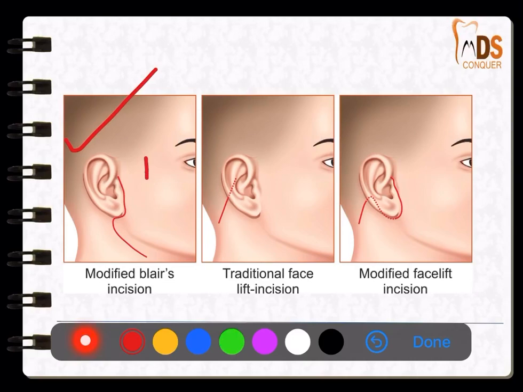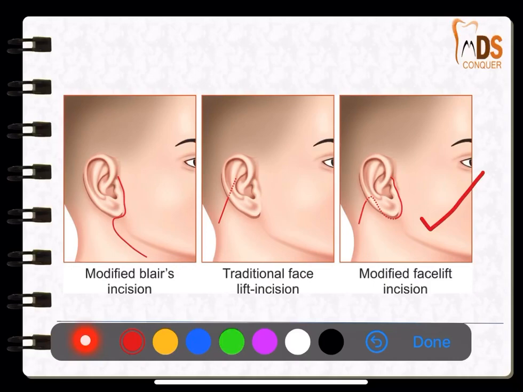So it runs like this, as you can see. From the ear towards the neck it runs, and then the other incision, which is equally important and most recently followed, is this modified facelift incision. It runs below the pinna of the ear and a little towards the back of the ear, and it runs down.